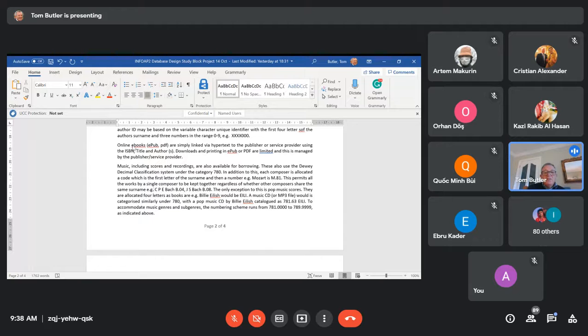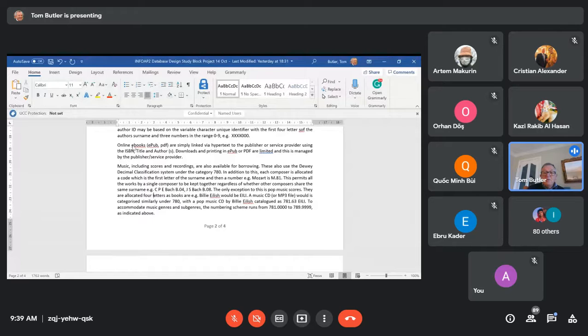Any of you interested in classical music or having been exposed to it in your youth will know that there was a couple of Bachs. There was Christian Bach and Johann Sebastian Bach, for example, and these are two separate composers, even though they were related in real life. And one is B04 and the other is B08. And the only exception is pop music scores. They're allocated 4 letters as books, e.g. Billie Eilish would be EILI.